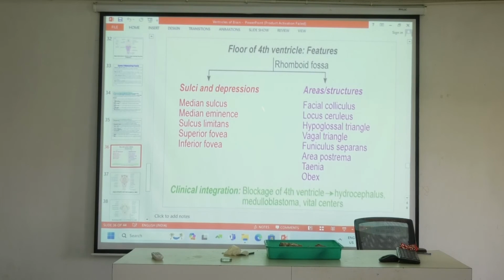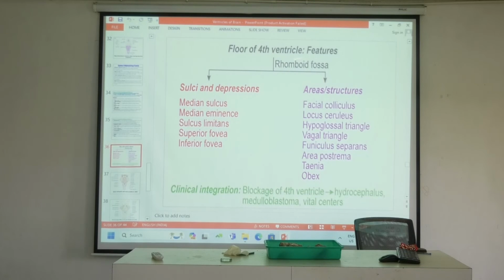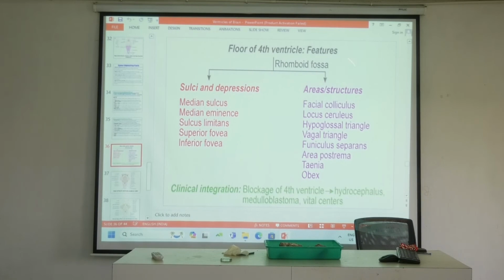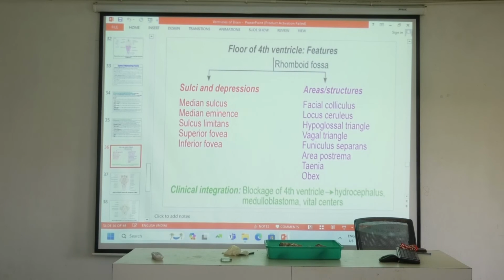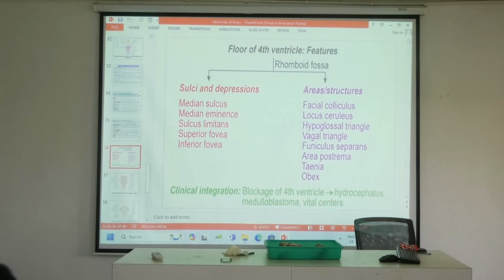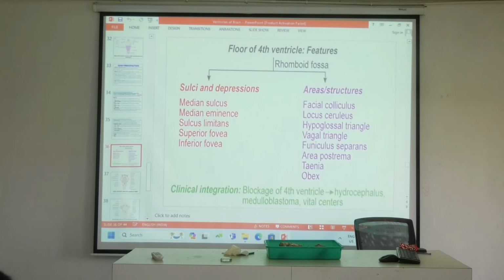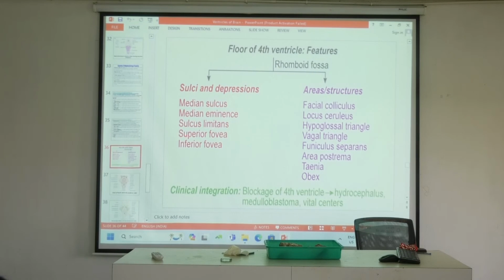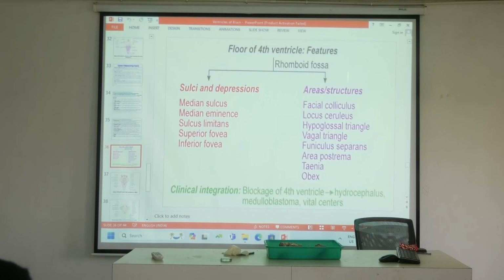So, the floor of the fourth ventricle, also known as rhomboid fossa. These are the important sulci and depressions. Median sulcus; lateral to the median sulcus is the median eminence. Lateral to it lies the sulcus limitans. At the upper end of the sulcus limitans, the superior fovea. Lower end of the sulcus limitans, inferior fovea.